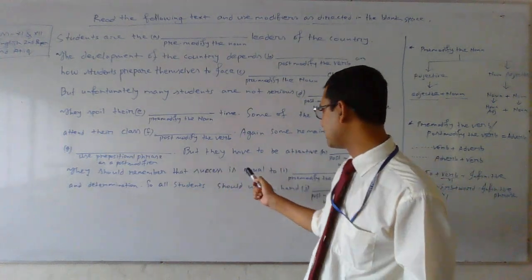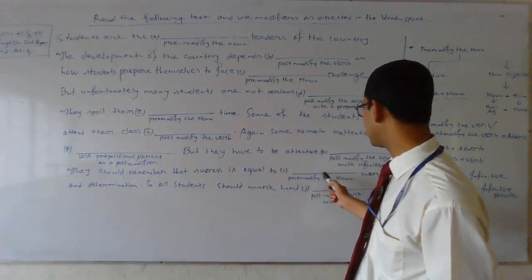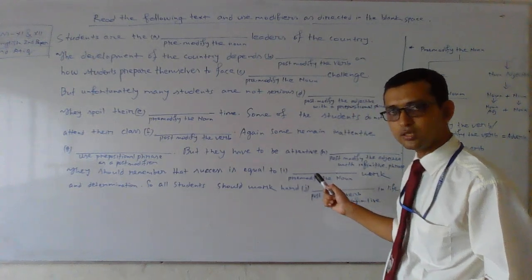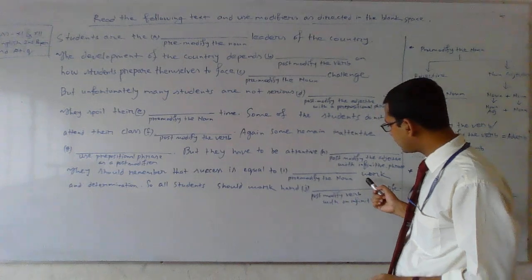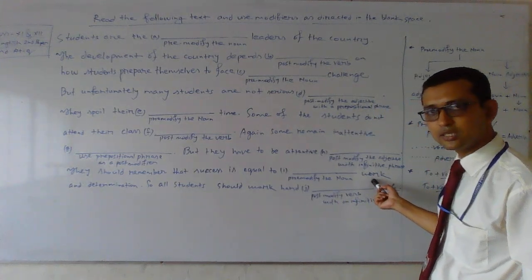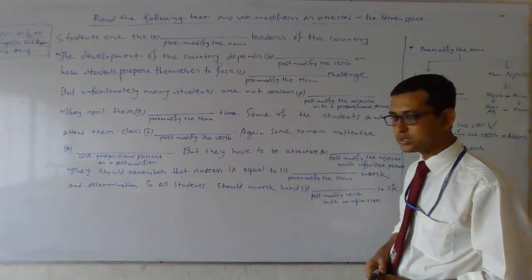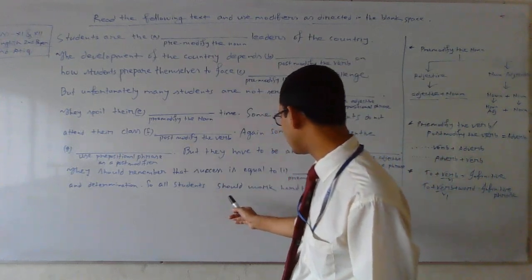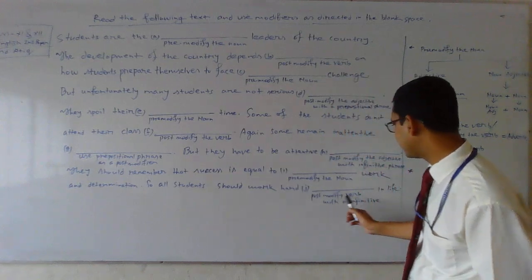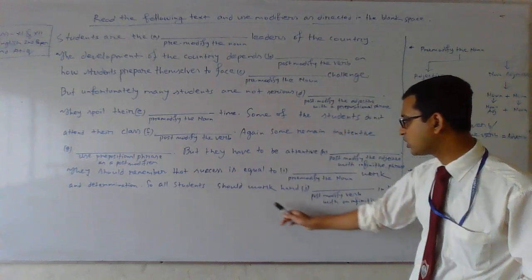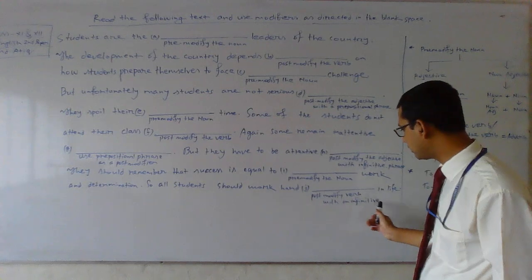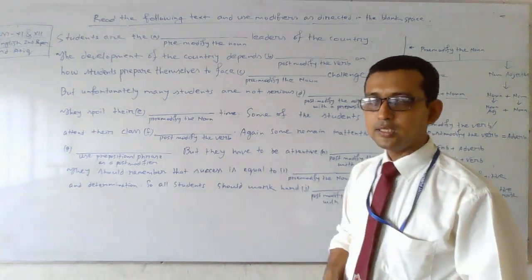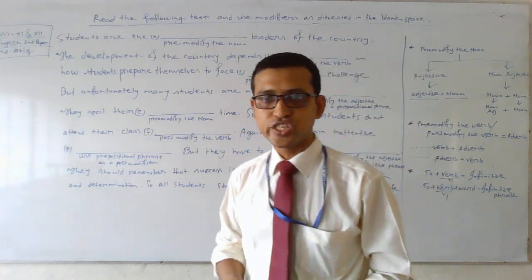That success is equal to work, dash work, and pre-modify the noun, the question. Which noun is it? Work is the noun here, and that work will be modified with an adjective. And determination. So all students should work hard in life, post-modify the verb with infinitive. Work hard. This work will be modified with what? An adverb. Yes, this is the reading of the question.